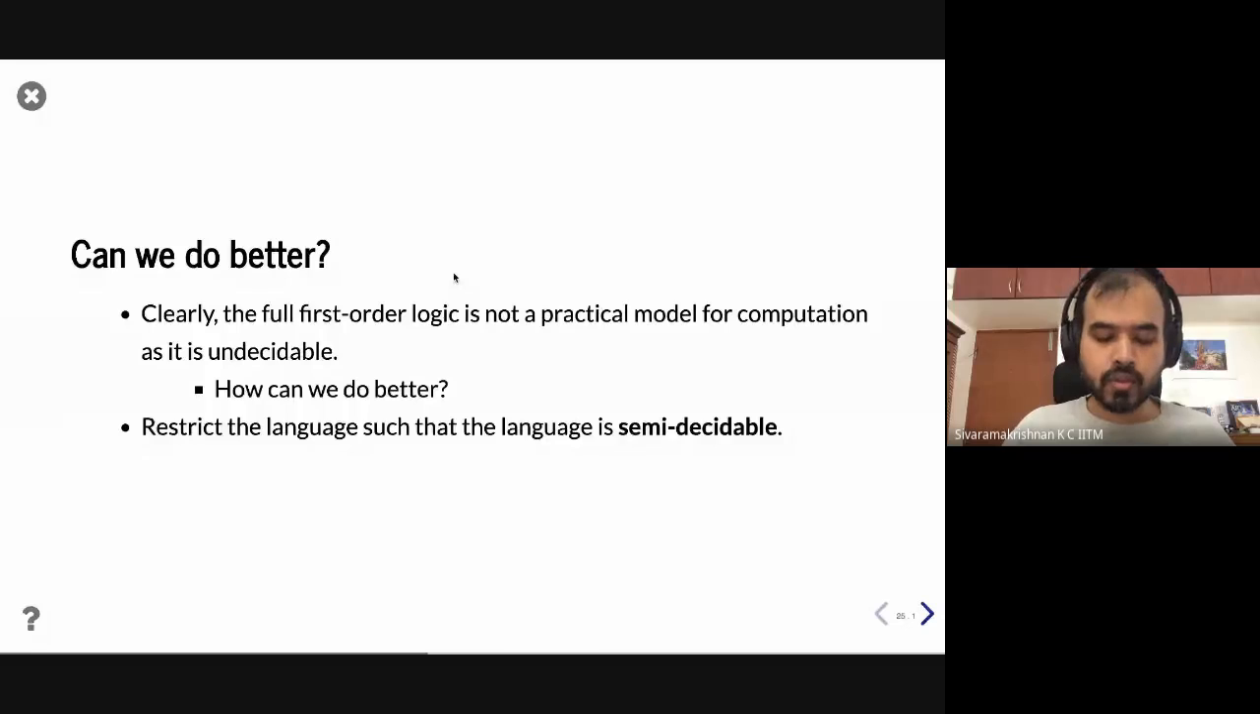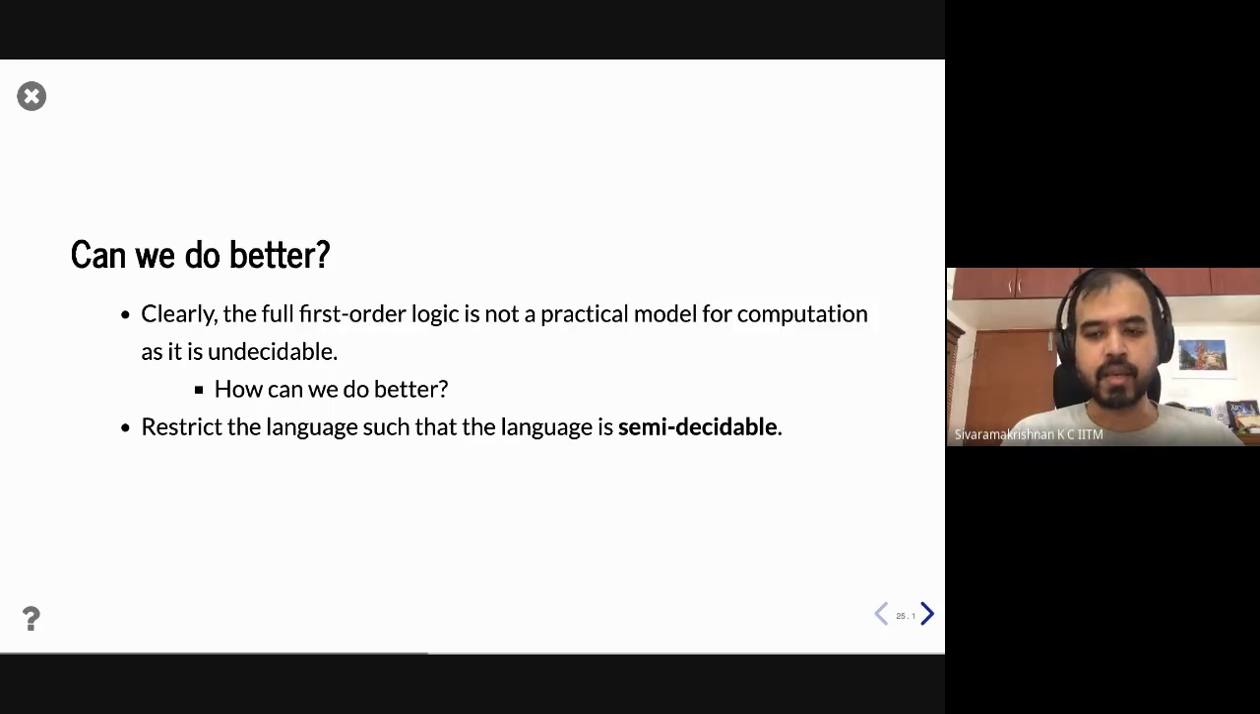Okay, so what we've been looking at is the logical foundations of Prolog, and in the last class, all we had seen is first order logic, right? And we saw various properties of first order logic, and in particular, we saw that the question of validity in first order logic is not decidable. And we said, can we do better, right? Can we do better by restricting the language somehow so that the resultant language is semi-decidable, right?